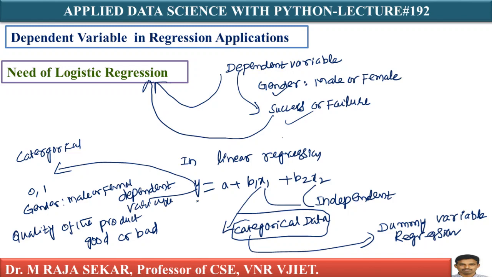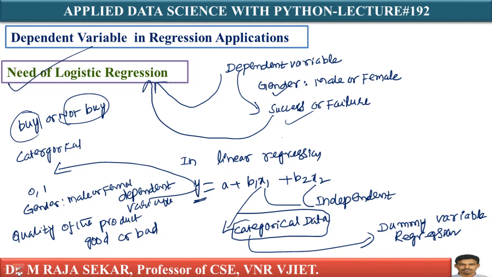It means your dependent variable takes two possible values, two categories: good or bad, male or female, success or failure, whether the person will buy the product or not buy. How many possibilities are there? There are two possibilities. If your dependent variable is a categorical variable, in that case, I must go for logistic regression.